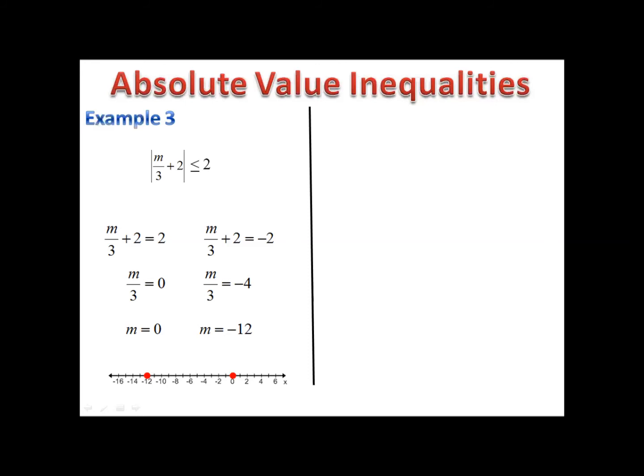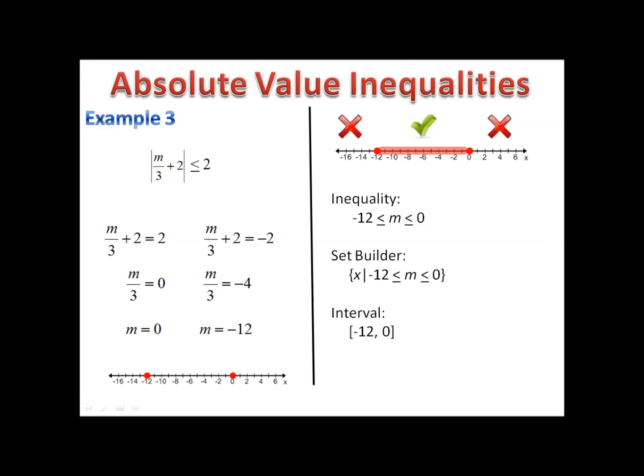Again, because it was less than or equal to, they're closed circles on the number line. And now I determine where I'm going to shade by picking test points, and I shade in between those 2 points in this case. Finally, I have my 3 different notations that I can use to write my set.